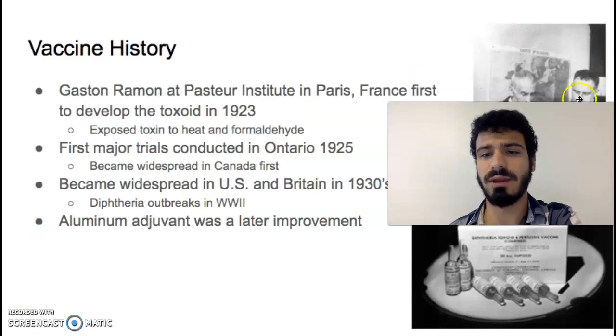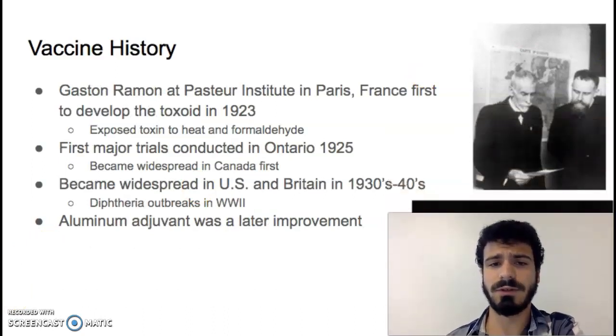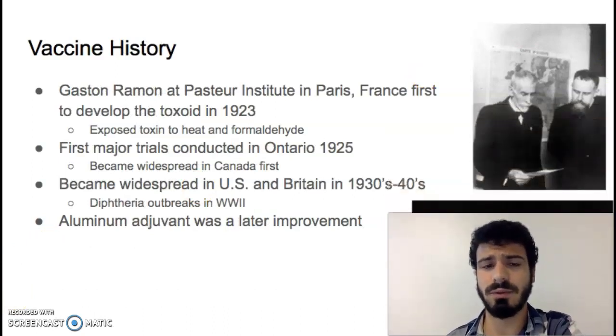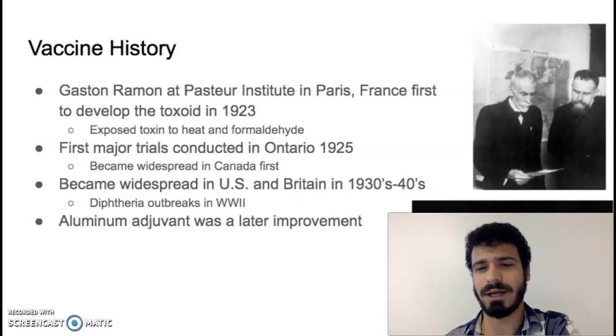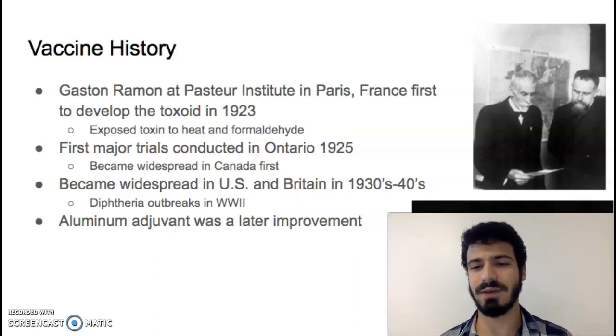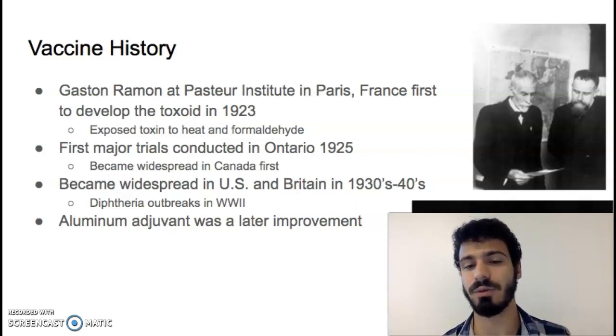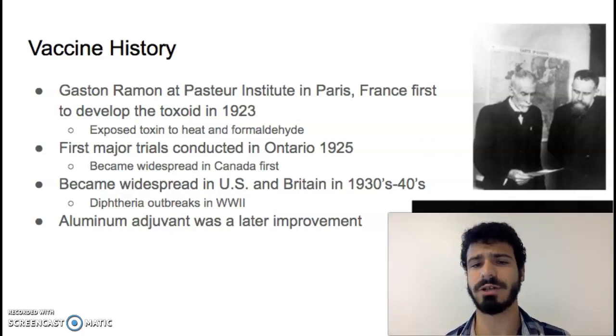So in regard to the history of the vaccine, it was first developed by Gaston Ramon in Paris. He took the toxin, exposed it to heat and formaldehyde, which inactivated it to produce the toxoid. And the first major trials were conducted in Ontario in 1925. They did the 3-dose trials, which were extremely effective.